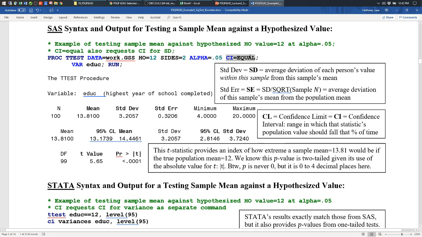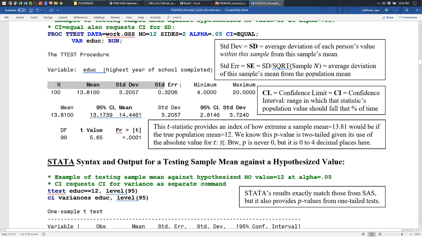And let's see, I'm not making you do anything for variances, so that's not relevant. So hopefully most of this is fairly straightforward to read. What's the difference between standard deviation and standard error? Feel free to read from the screen.